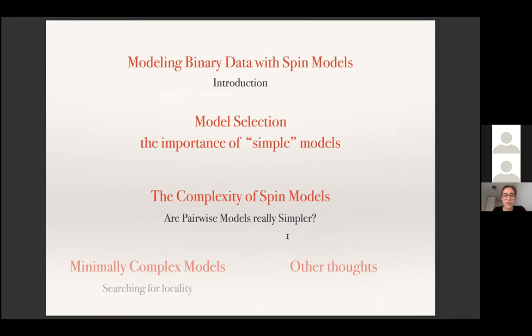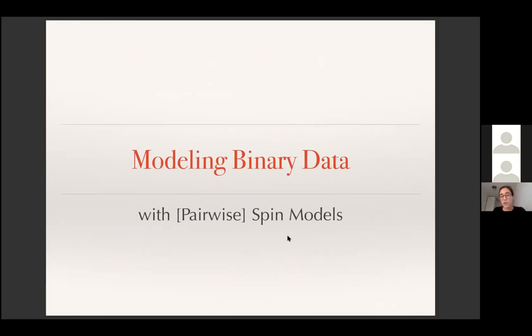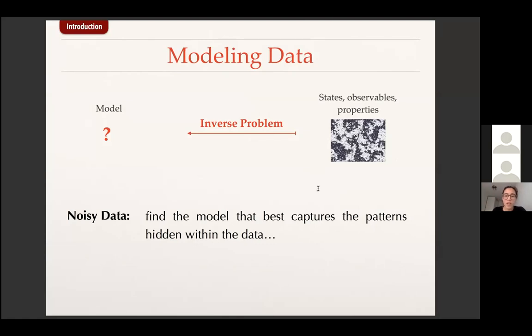Okay. So I'm going to start by explaining how we model binary data with spin models. In particular, with pairwise spin models first, and then with spin models in general. So what is the problem of, if this is too easy, you can tell me and I can go faster. So what is the problem of modeling data?